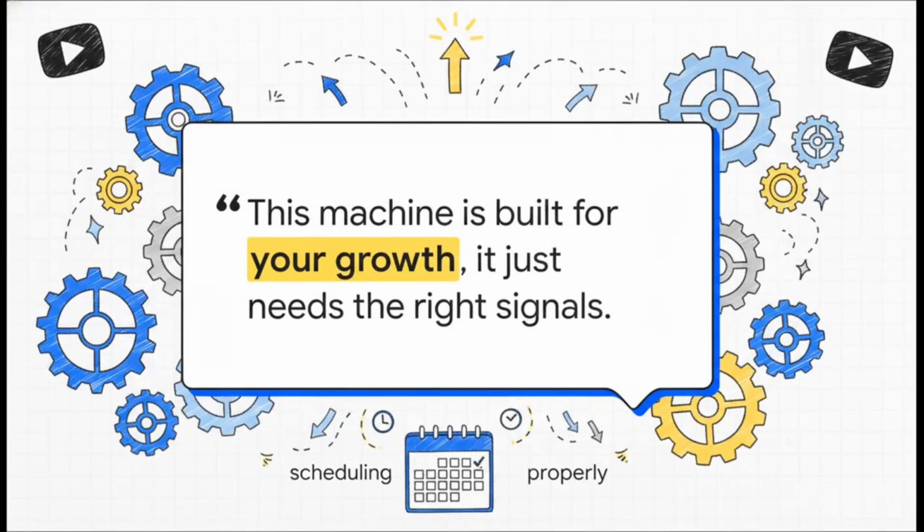As we wrap up this whole strategy, I really want you to internalize this quote from the source material. The machine is built for your growth. It just needs the right signals. It is so incredibly easy to feel like the algorithm is your enemy, like it's actively trying to suppress your channel. But it's really not. It's simply a tool designed to keep viewers on the platform by showing them what they want. Once you stop rushing it and start scheduling properly, you are finally giving it the positive, crystal clear signals it requires to find your true audience. You are partnering with the machine rather than fighting it.